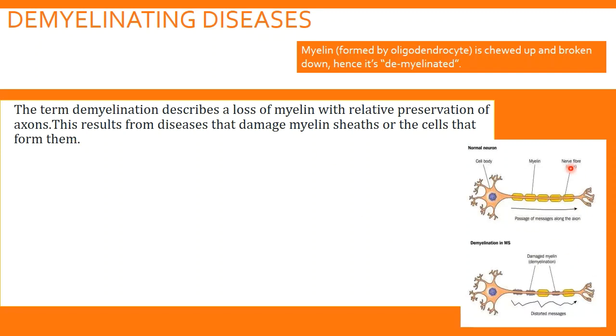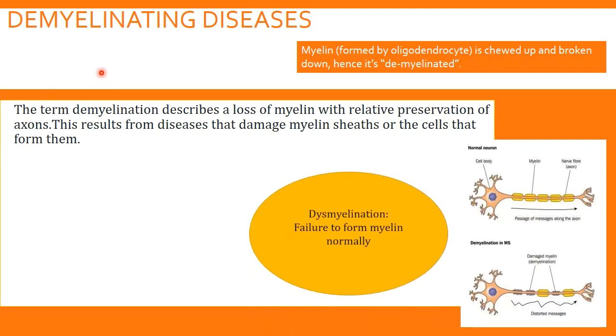So now what do we see in this figure alongside? We see a normal neuron, okay, and what is this yellow thing that you see here? You see the myelin. What about this one? This is a demyelinated neuron in multiple sclerosis, and what do we see here? The gray area. The gray area shows the characteristic damaged myelin, or rather loss of myelin.